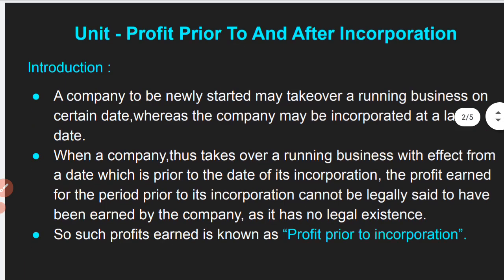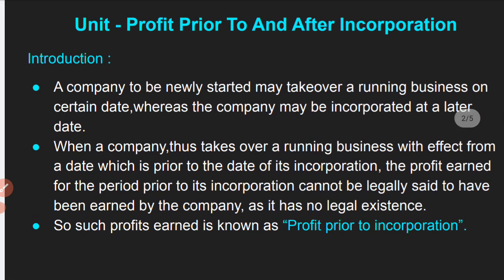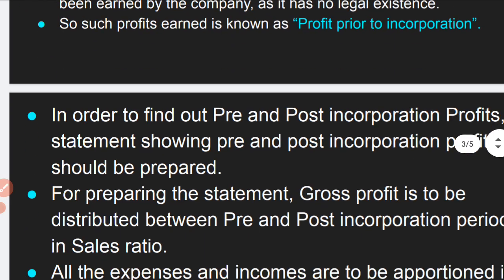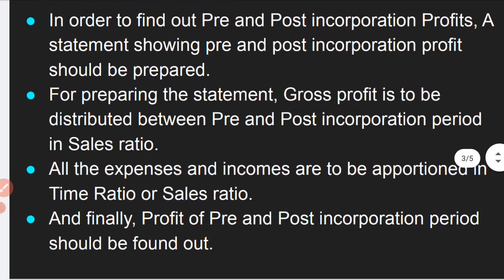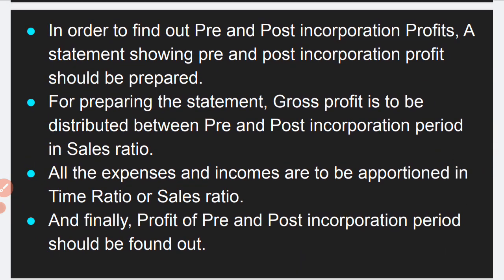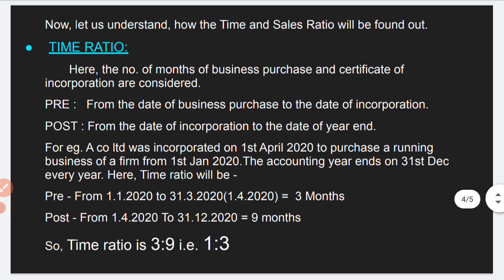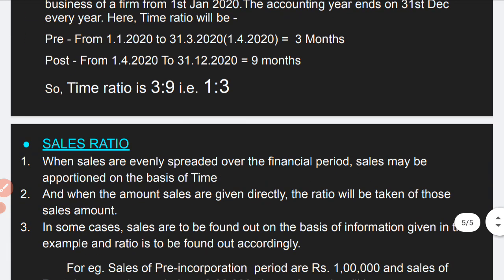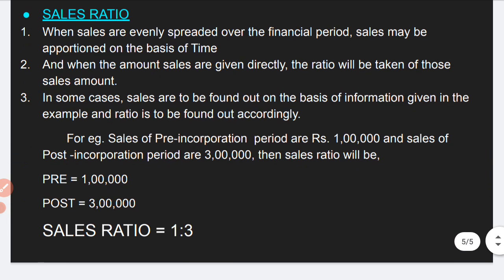then this is the introduction part of this, how the profit prior to incorporation is found out, or what is profit prior to incorporation. So this is how the statement is to be prepared and how the profit is to be found out. Next slide is how to calculate time ratio along with the example, and this slide represents the meaning of sales ratio, how it is to be found out along with the example.